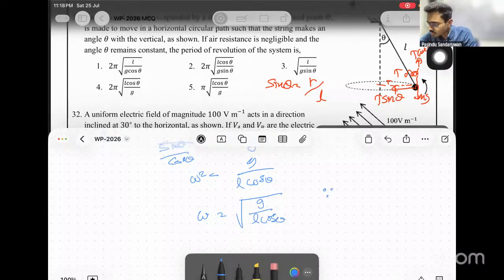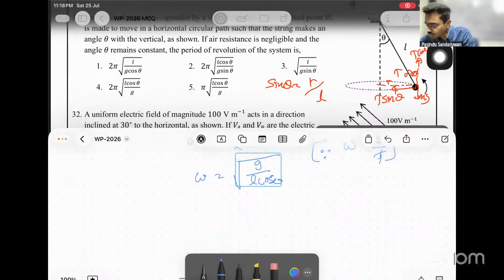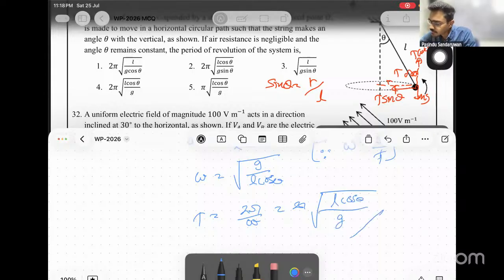We all know that omega equals 2 pi over T. We need the period, so T is given by 2 pi over omega. That means the reciprocal value, L cos theta over g. So T equals 2 pi root of L cos theta over g, which is option 4. So kind of a different and a beautiful question.